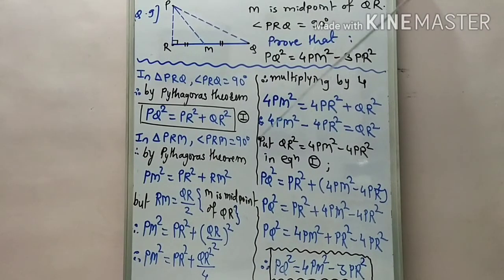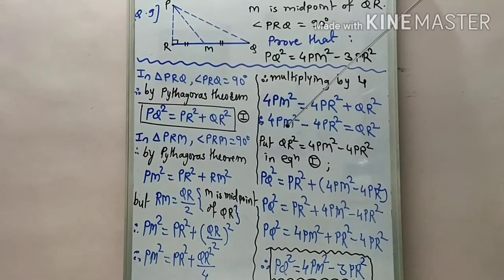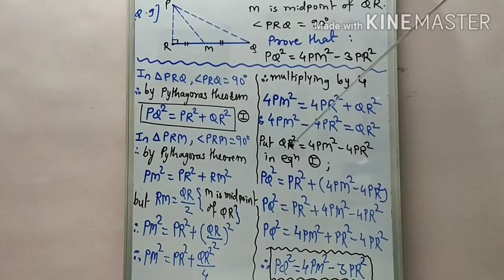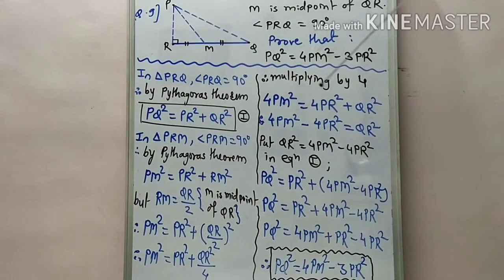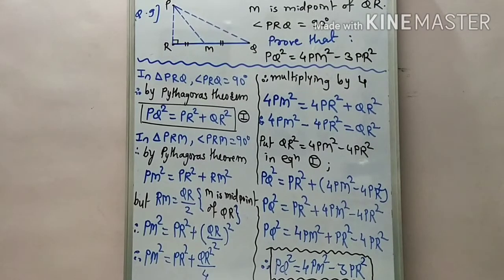Okay, so then we replace this QR square in terms of PM square. So we put that value, QR square is equal to 4 PM square minus 4 PR square, in equation 1, and again as we simplify it, we will get PQ square equal to 4 PM square minus 3 PR square. Okay, so this is a 3 marks example asked in exam. Okay students.